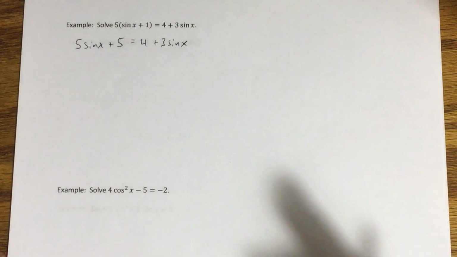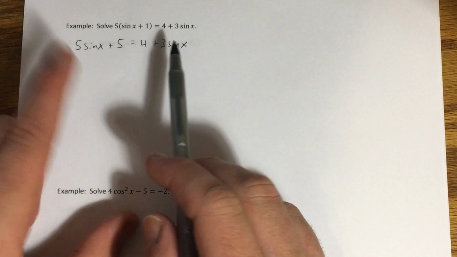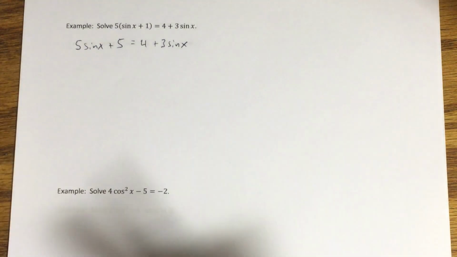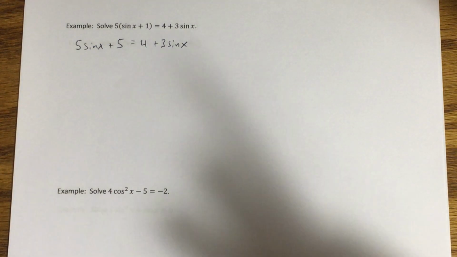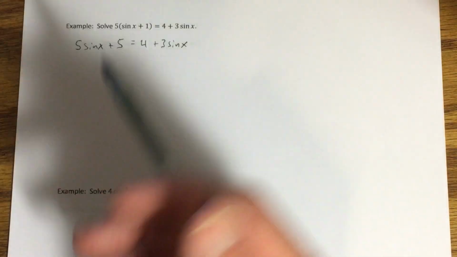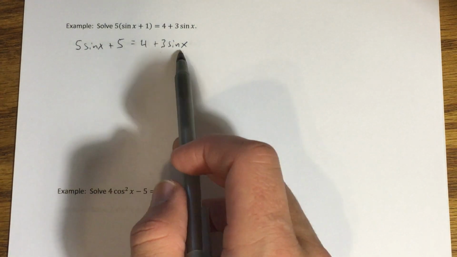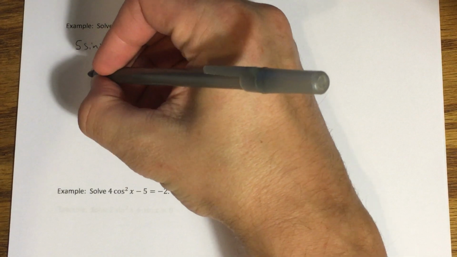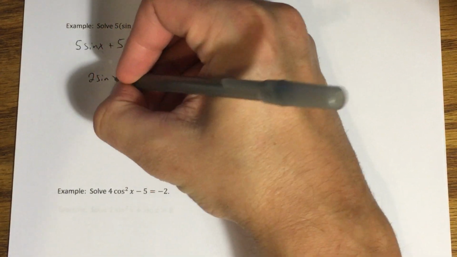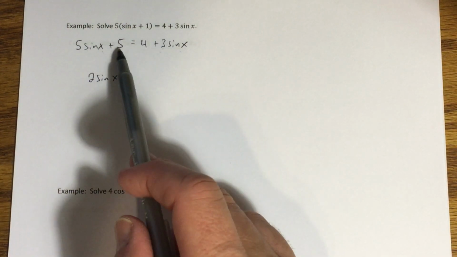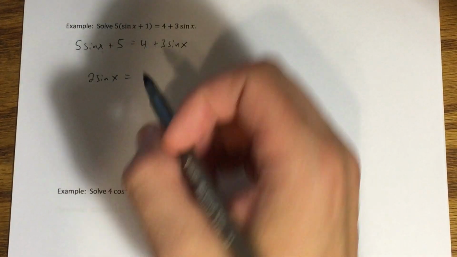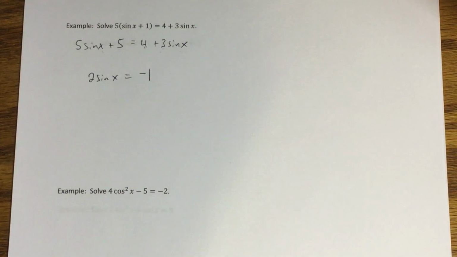Okay, now what we would do in algebra, if you have variables on both sides of an equation, generally what you do is try to collect them all on one side and then move all of your constants over to the other side. That's the standard approach for solving linear equations. So I would subtract 3 sine of x from both sides. 5 sine of x minus 3 sine of x would be 2 sine of x. And then I would also subtract this 5 from both sides. So 4 minus 5, that's -1.